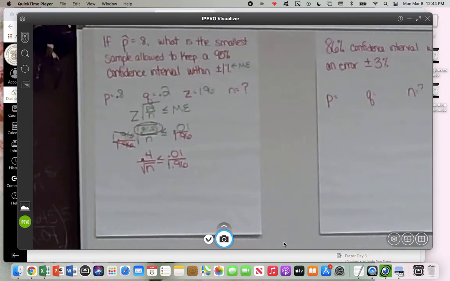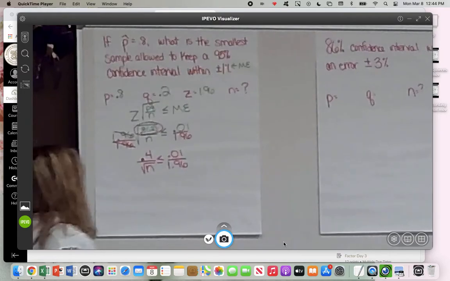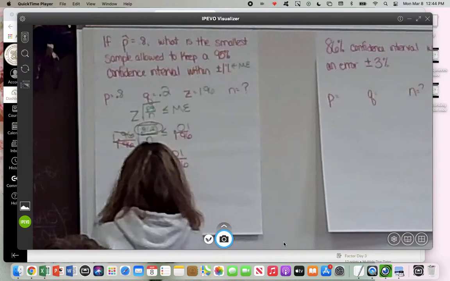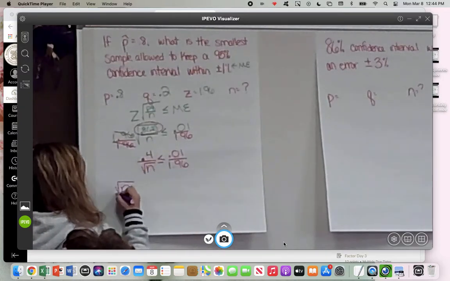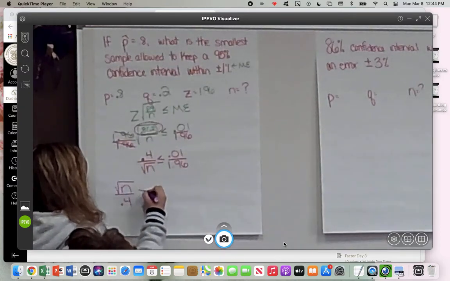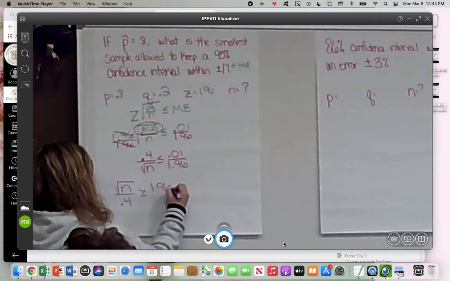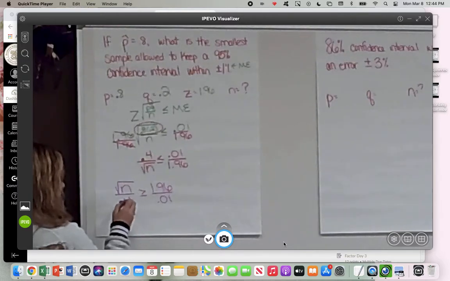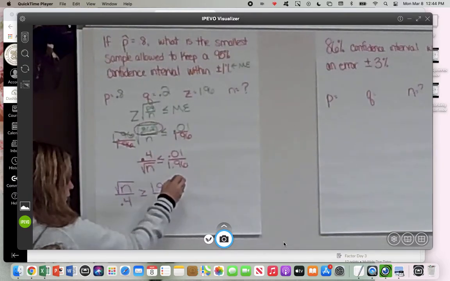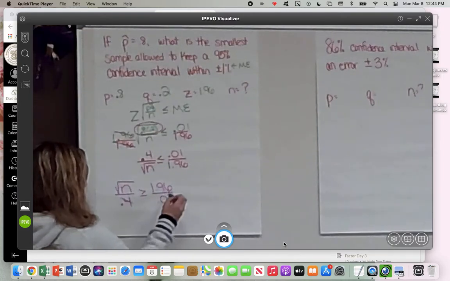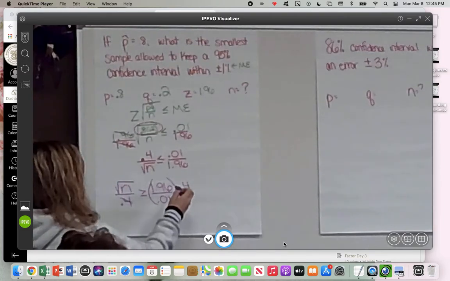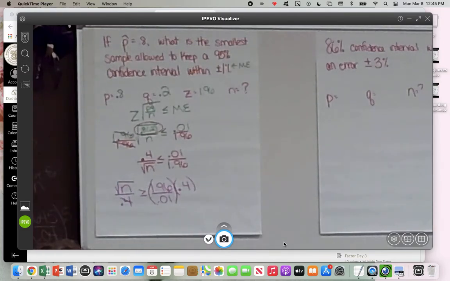Now that we've simplified, are we ready to flip? Okay, everything gets flipped. So how am I going to rewrite this? All right, and then are you okay with me multiplying this 0.4 over? Just multiply by 0.4. All right, let's plug that in.